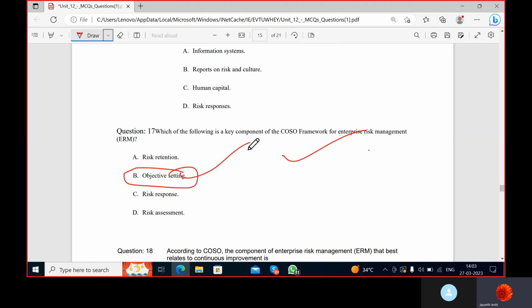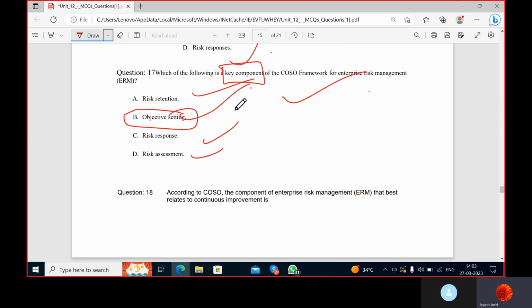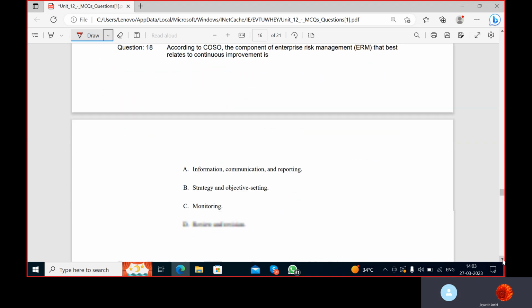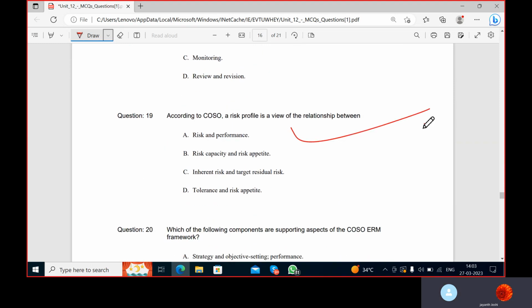Actually, I can say objective setting, correct? Not sure, sir. It's a key component, na? Setting the objectives, yeah. Those are all responses. First thing is this, what they'll do. The retention will come as the response. Question 13, risk profile. That means you are looking at how much risk they can take and what will be the performance taking that risk, correct? Yeah.